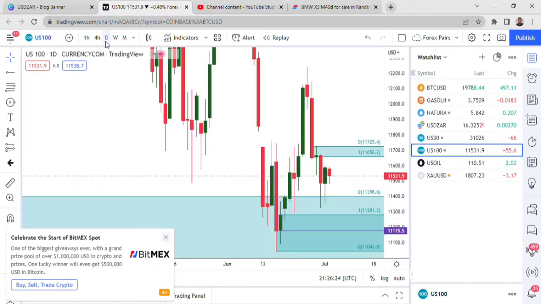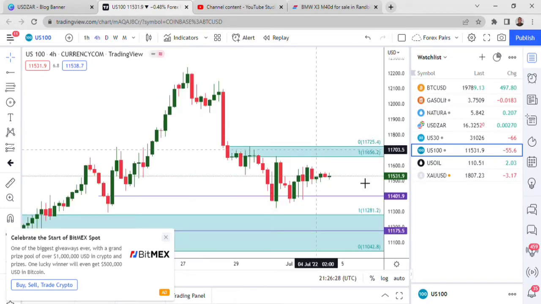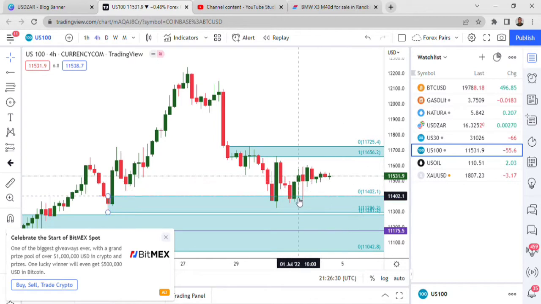How can I put this? Let's go back to H4. There's something I wanted to mention here. So we bounced from this. We had two nice pin bars.